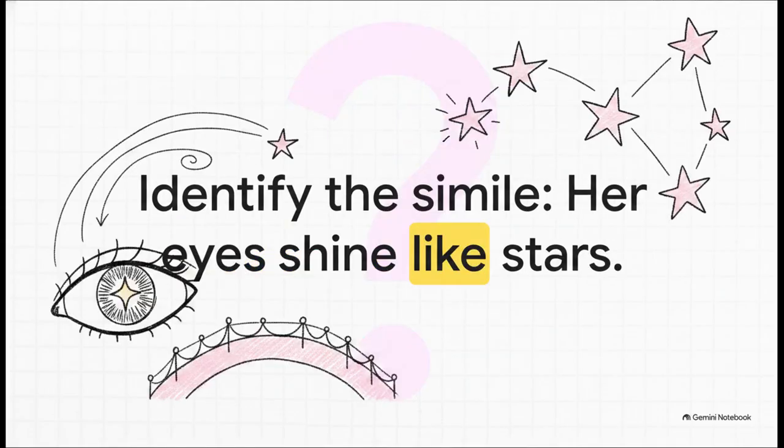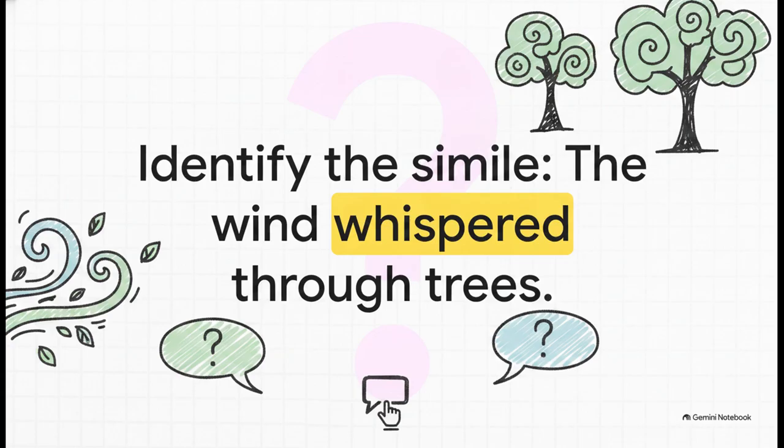Let's try the next one. Her eyes shine like stars. Take a good look. Awesome job. You notice the word like acting as the bridge there, comparing the brightness of her eyes directly to the glowing stars in the night sky. Okay, here is your final sentence.